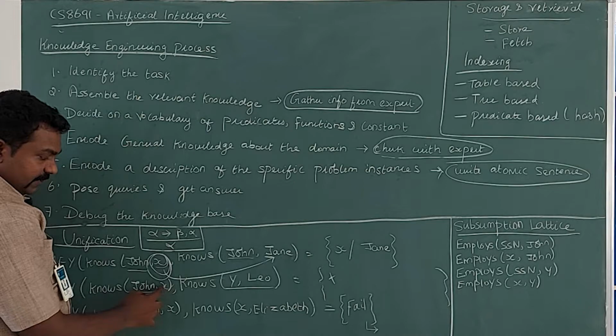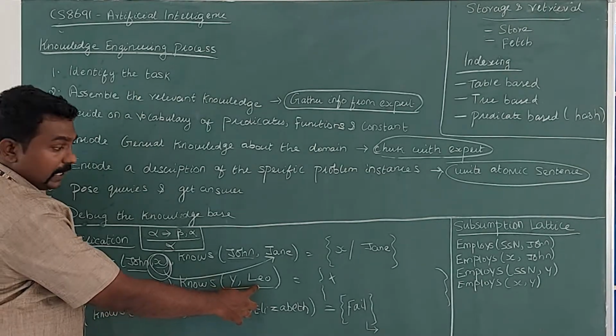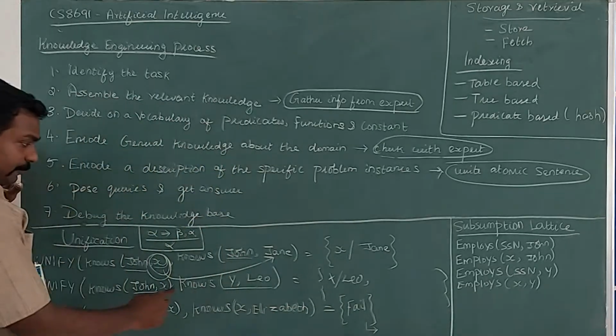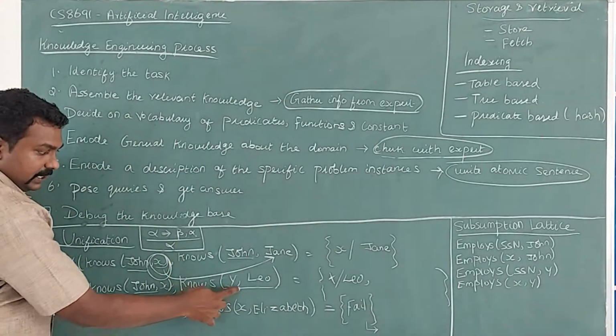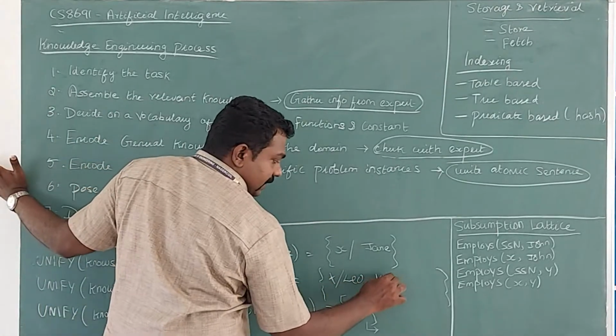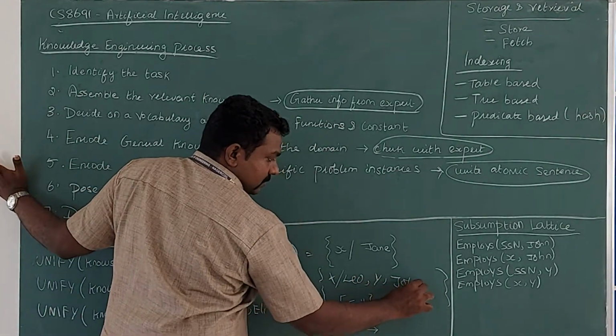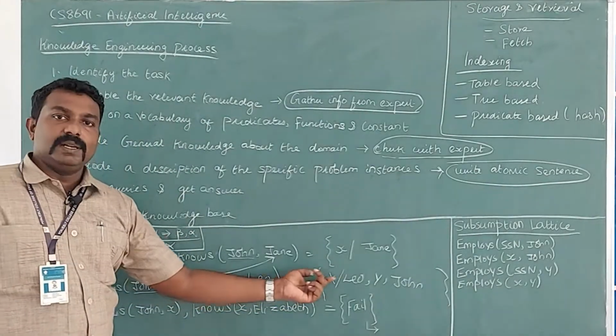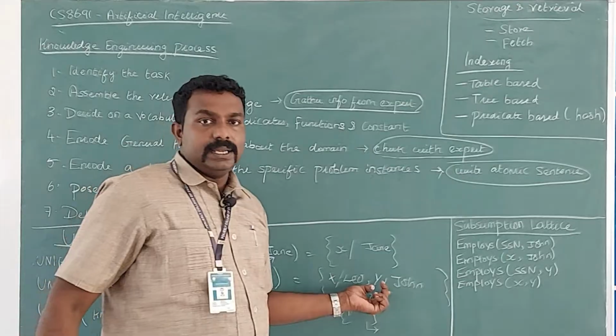Here, in the place of X, what do we have? Leo. So X stands for Leo. In the place of Y, what do we have here? Here we have John. So Y stands for John. So we have inferred from these 2 sentences that X is nothing but Leo and Y is nothing but John.